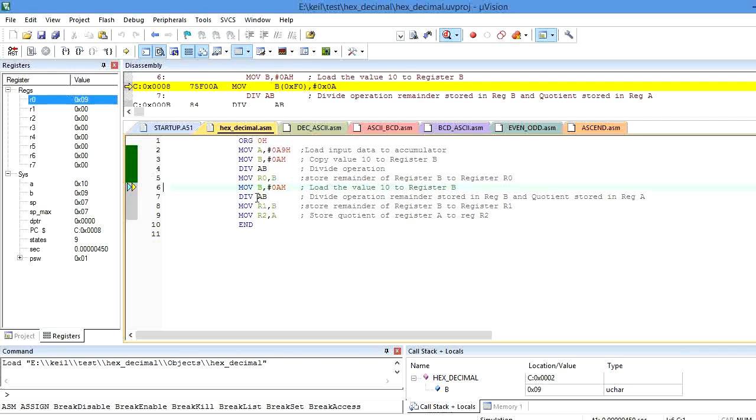And after that, again I am going to copy the 10 into the B register. What is 10 in hexa value? That is A. I am going to copy it to your B register. Before execution B is 9. So after execution the value of register B becomes A.